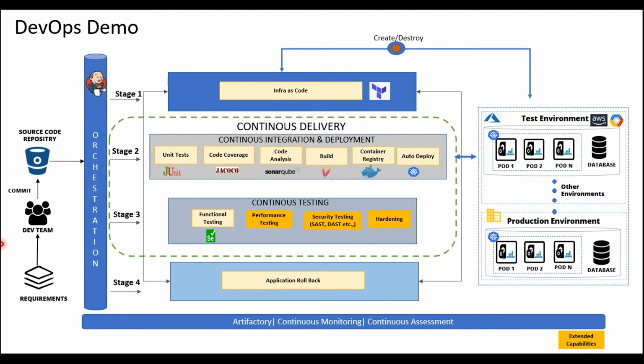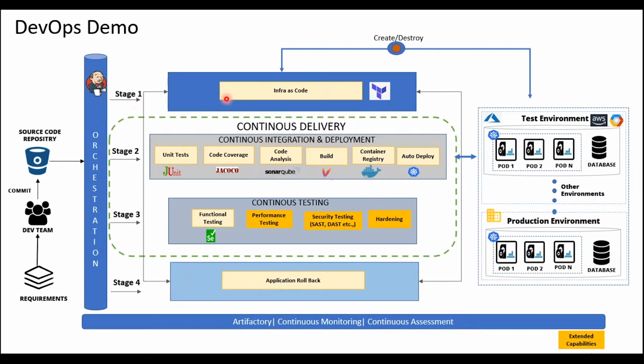As a part of this use case, the developer checks out and commits the code into a source code management tool, where the pipeline is auto-triggered for different stages. So here, stage 1 is infra as a code. Stage 2 is continuous integration and deployment. Stage 3 is continuous testing, and stage 4 is for the rollback. All these stages are designed as a separate pipeline, and each pipeline has its own jobs to execute.